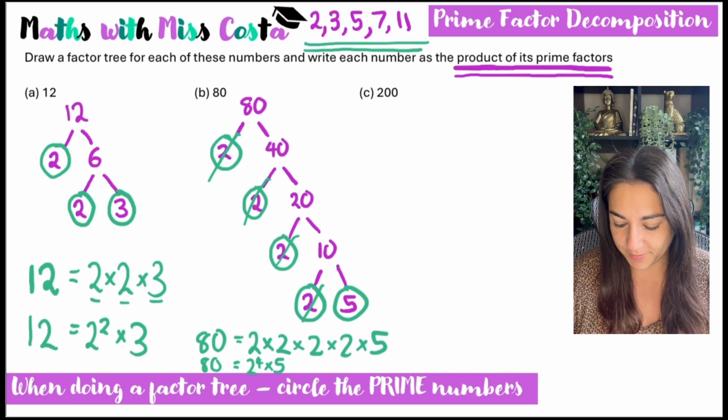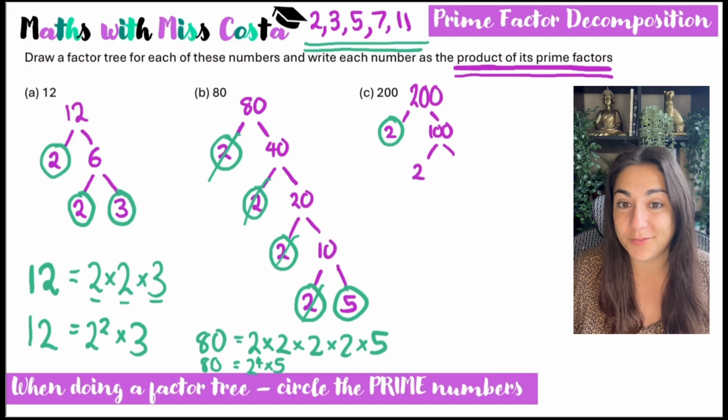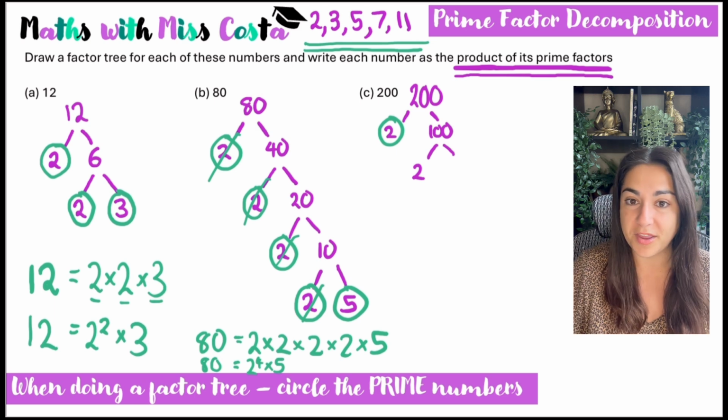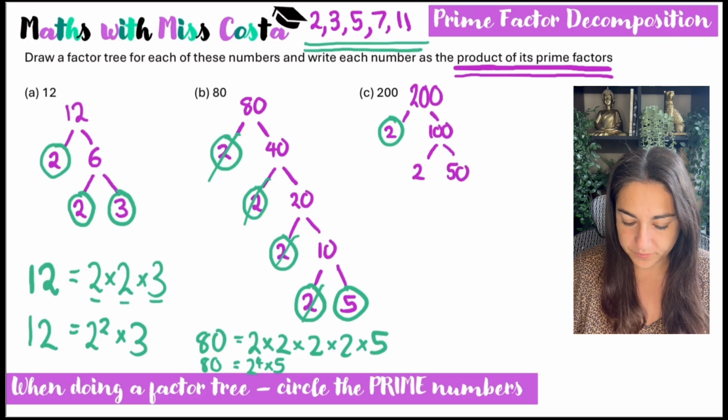Okay, let's try the same with 200. So you've got 200 here, and you've got 2 times 100. So I'm going to circle the 2. Then 2 numbers that multiply together to make 100. Honestly, if you start with 2, it's just dividing by 2. So it's just the easiest way to do it. And then you try 3 and then 5. So 2 times 50 makes 100. So I'm going to break that down.